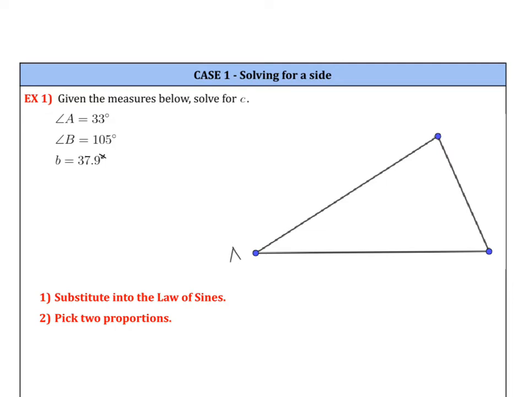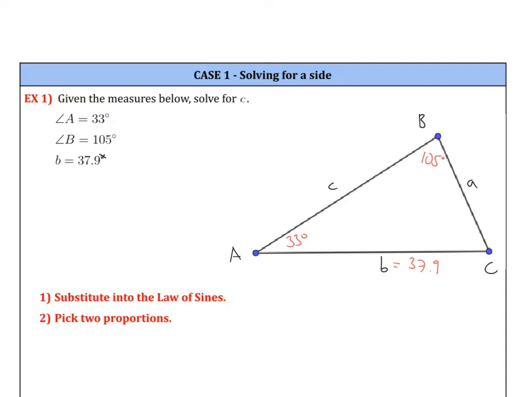So let's label our triangle as A, B, and C, and then fill in this triangle with the proper measurements. They tell us that angle A is 33 degrees. Let's write that in. Angle B is 105 degrees, and angle C, we don't know. But we do have little a, little b, and little c, and the only length that we are given is little b at 37 9/10.